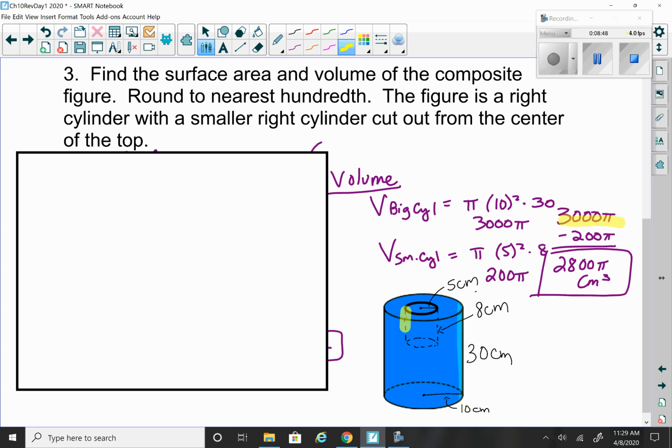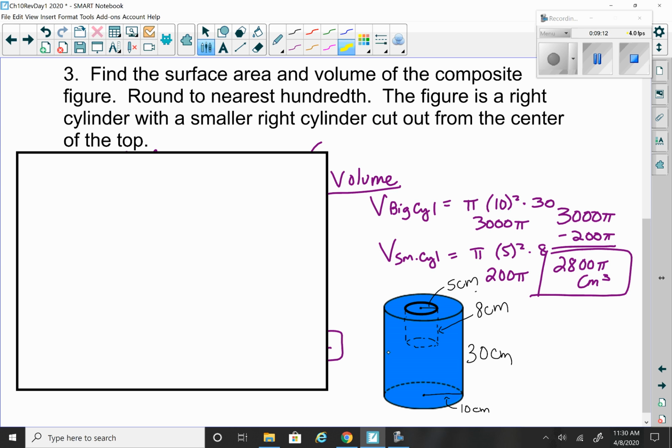And then there's this little cylinder that's been cut out of the top. So there's like an opening here in the top of that. So when I subtract out the 200 pi, I got 2,800 pi centimeters cubed. So that's my volume. Again, it was a big cylinder with a smaller cylinder cut out from the center of the top. Now, surface area is going to be a little bit trickier.